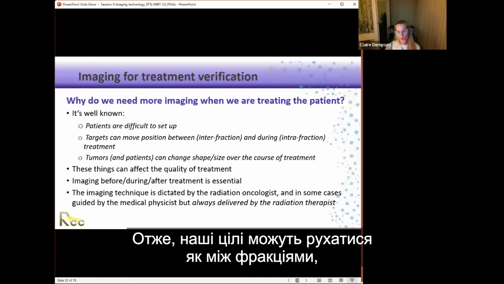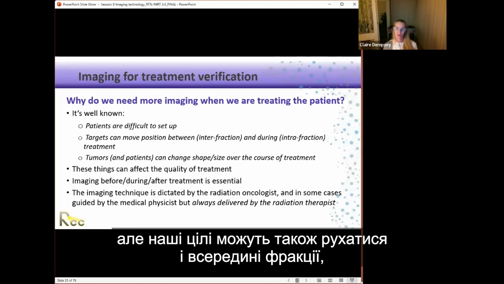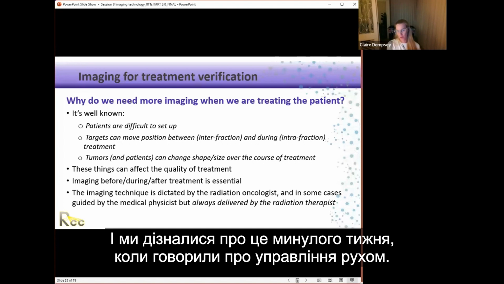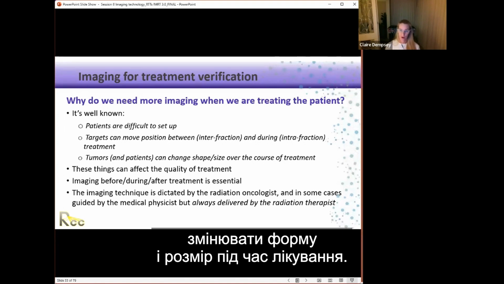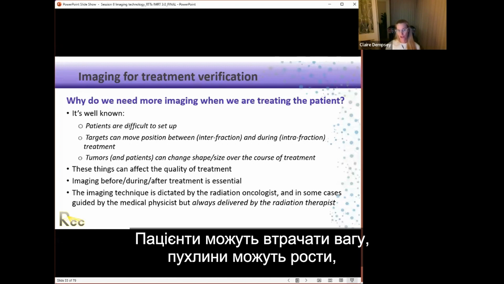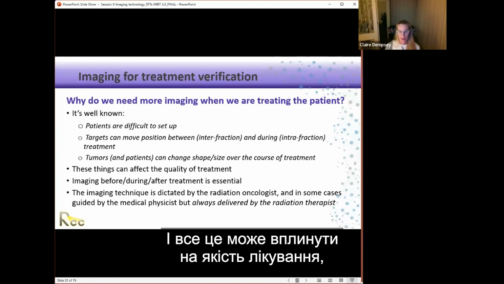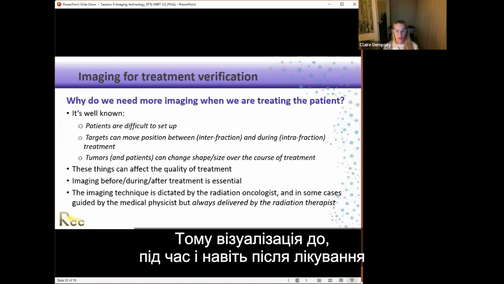Our targets can move from fraction to fraction, so interfraction, but our targets can also move during a fraction, so intrafraction. We learned about that last week when we were talking about motion management. Obviously, our tumours and our patients can change shape and size over the course of treatment as well. Patients can lose weight, tumours can grow, tumours can shrink, hopefully shrink. All of these things can affect the quality of the treatment that our patients are receiving. So imaging before, during, and even after treatment is essential.